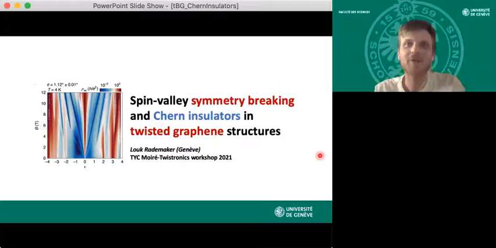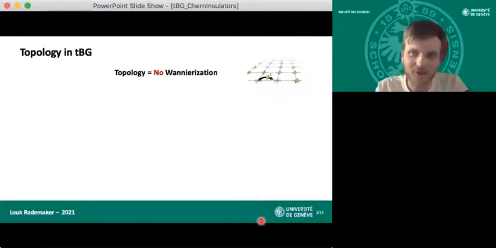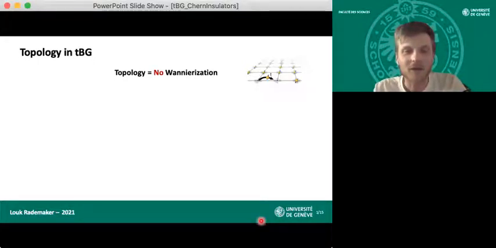And today I want to talk about topology. It surprises me that there has not been much attention so far to the topological character of the band structure of twisted bilayer graphene. So I'm going to give you an overview of what I think is the most important way to look at it. Traditionally, topological band structure means that a band carries a non-zero Chern number.